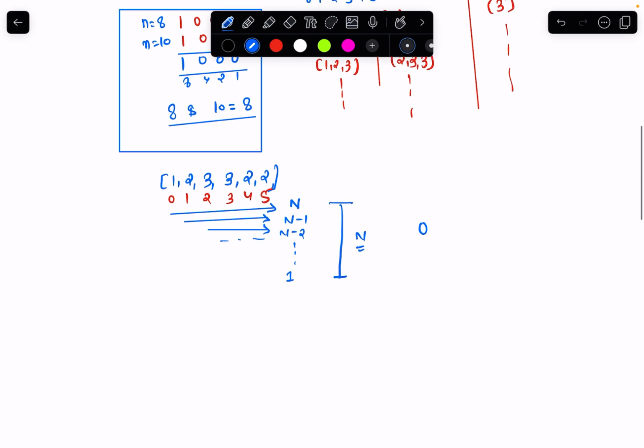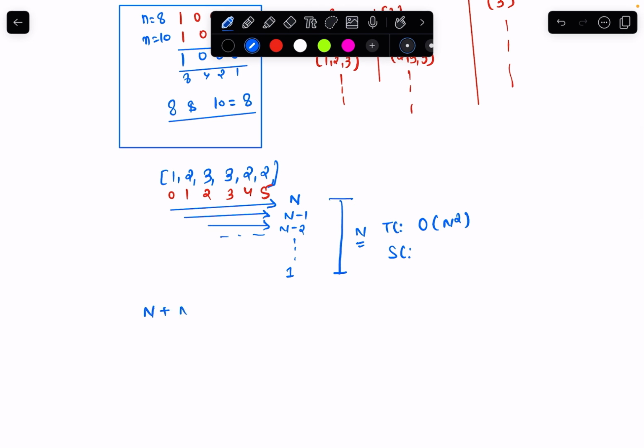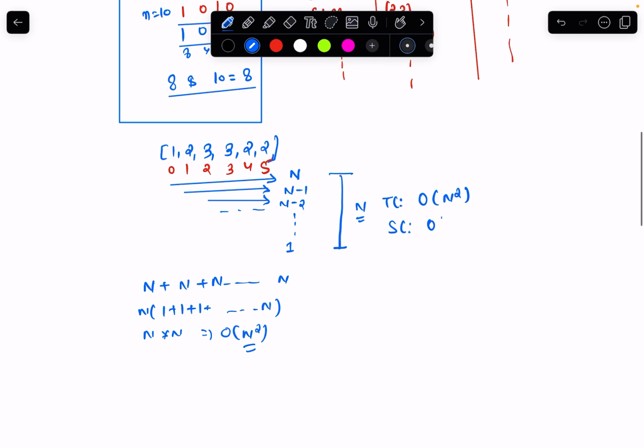That means the time complexity is n square. And space complexity, because first time we are traversing n times, second time also we are traversing up to n, next time how many times? N times. That means we are taking the n is common, 1 plus 1 plus 1 up to n times. 1 plus 1 up to n times means n, that is called as O of n square. And space complexity is O of 1.